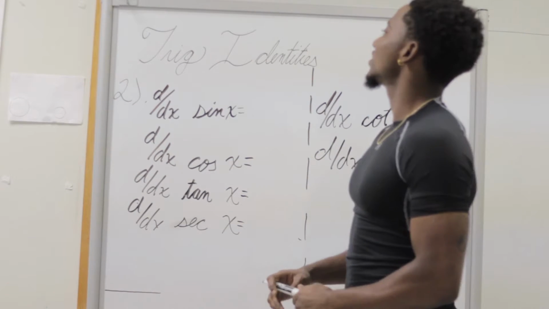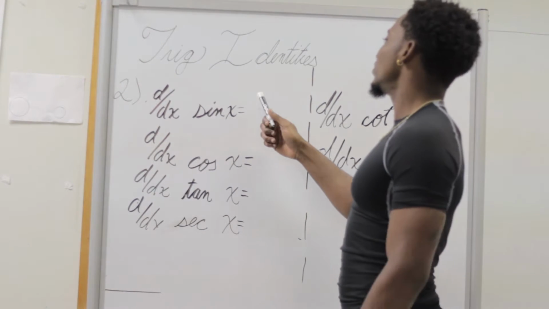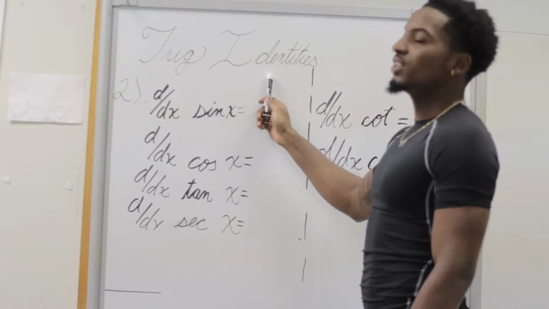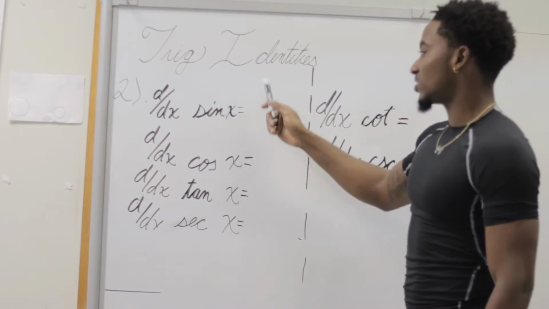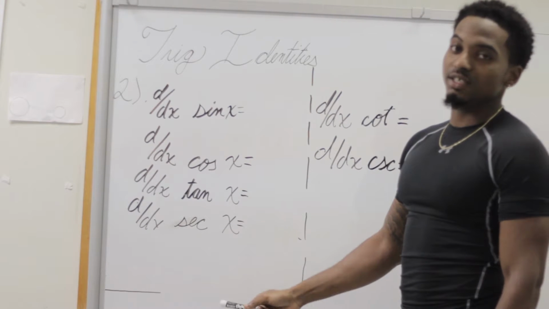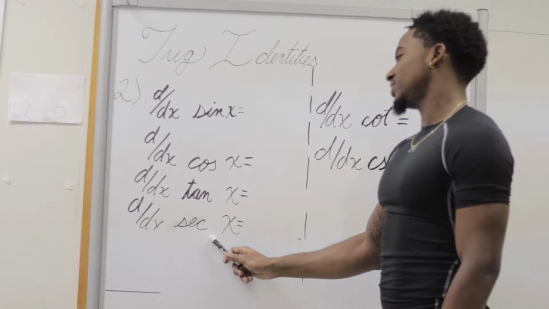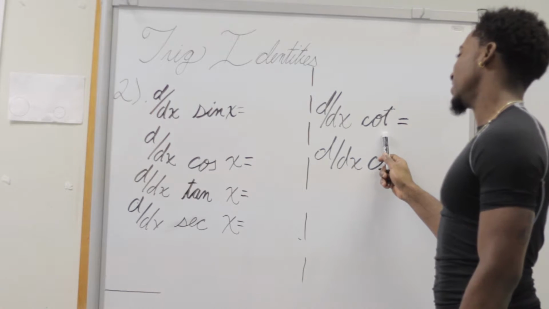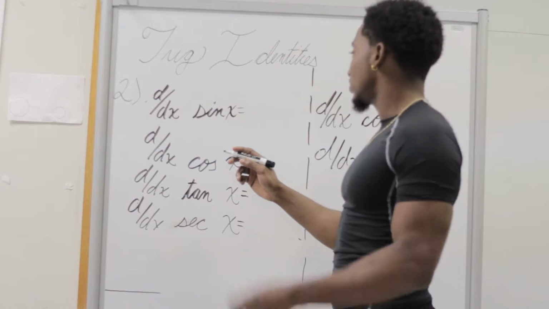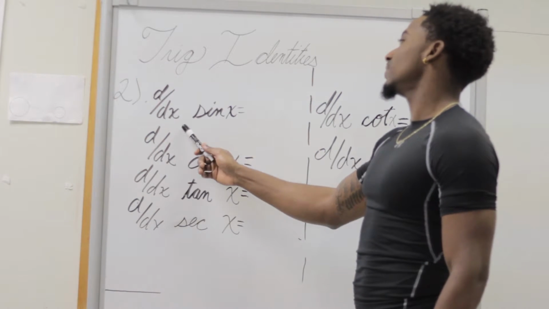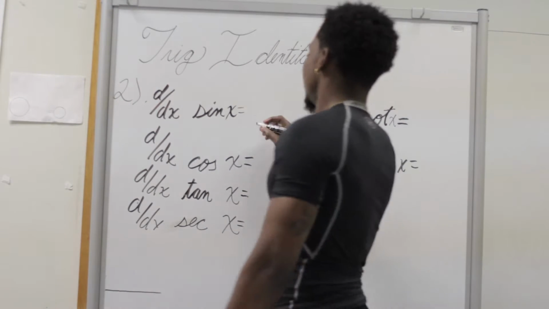For today's Calc 1 review for the final, we'll be discussing trig identities. So first, what you want to do is write your 6 basic trig functions, which are sine, cosine, tangent, secant, cotangent, and cosecant. Then, you want to write the derivative of sine x, which is cosine x.